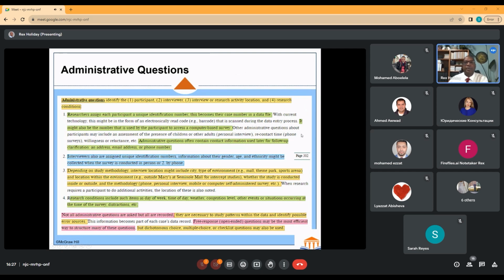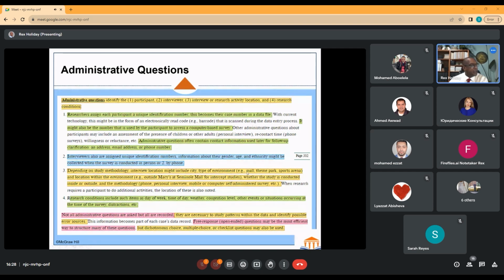Okay, so that brings us back to this page, and this is where we were. It talks about administrative questions, and it says they identify the participant, the interviewer, the interview or research activity location, and the research conditions. I've highlighted some key points here. Researchers assign participants a unique identification number. This becomes their case number in a data file. And this number could also be used by the participant to access the computer-based survey.